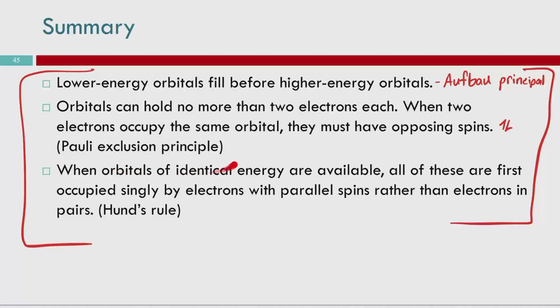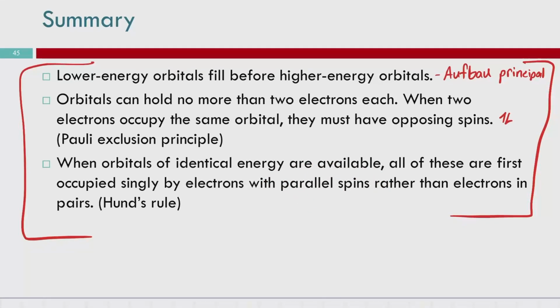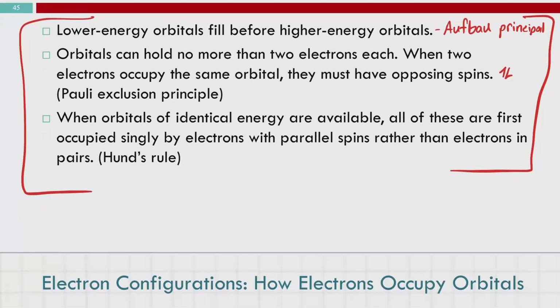And when we have orbitals of identical energy, what's the word for identical energy? Degenerate. When those are available, we have to fill these in first singly with parallel spins. For our p's, that's 3 boxes. For d, it's 5 boxes. So we'd have to get 5 with up spin first, and then we could fill in with down spin. So they have to fill in with parallel spins, same direction spins, and then we can fill them in with pairs later. That's Hund's rule.